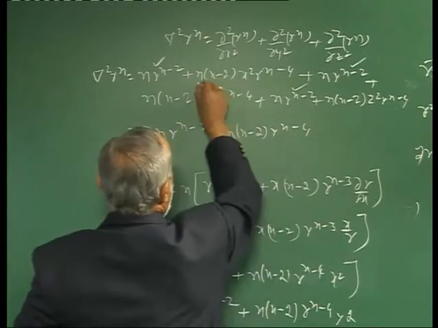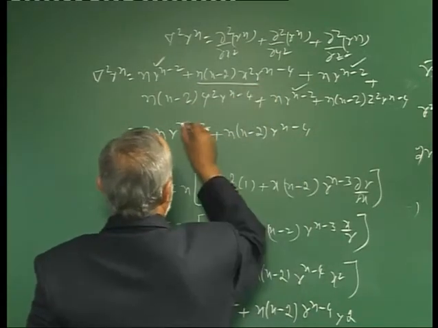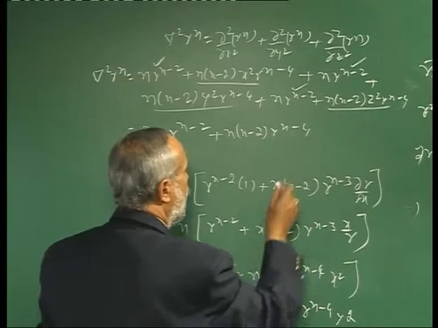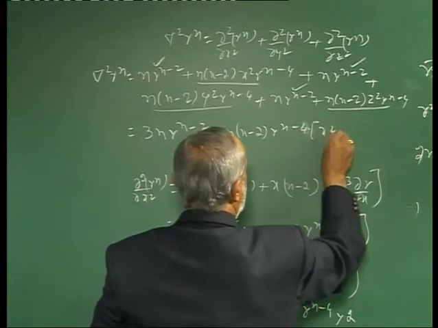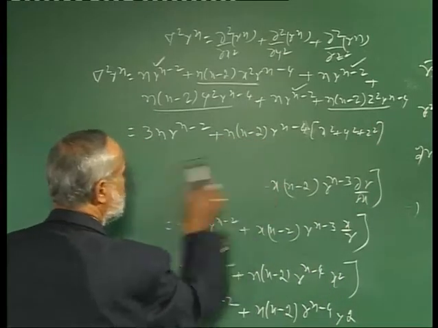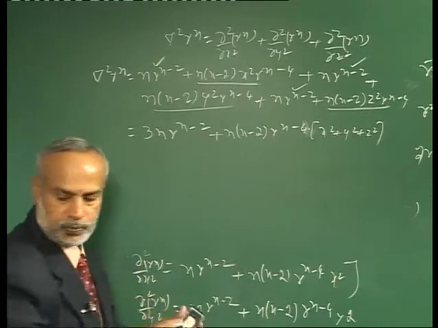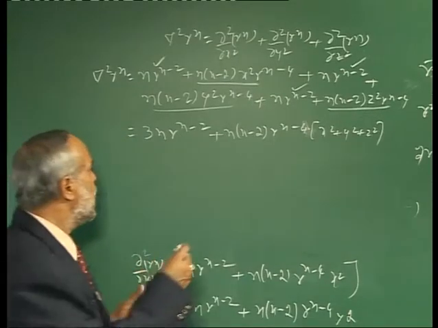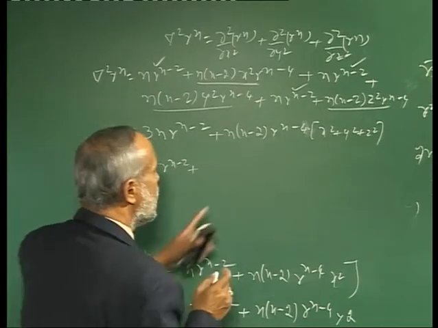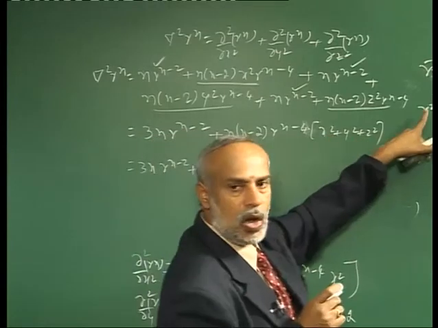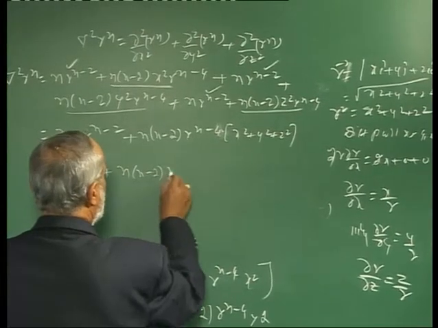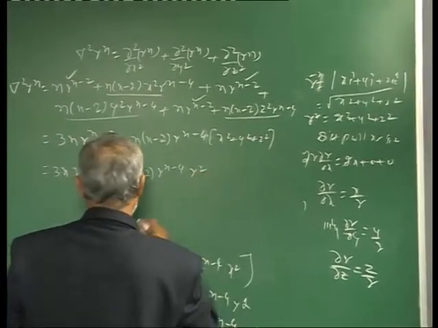Here also n(n-2) r^(n-4), here also n(n-2) r^(n-4), here also n(n-2) r^(n-4). Take common, remaining is x squared plus y squared plus z squared. Now you can simplify it. What do you get here? 3n r^(n-2) plus, here you know x² + y² + z² is r², you can substitute r², then what you get? n(n-2) r^(n-4) into r².